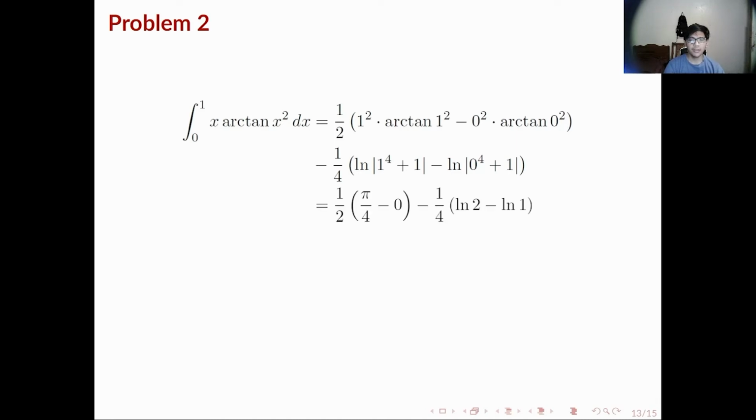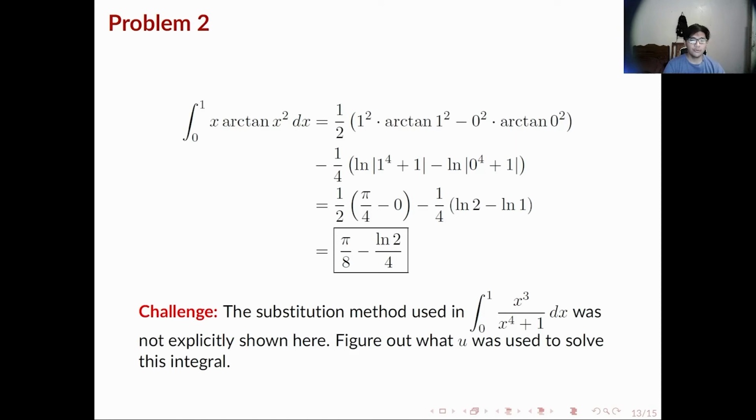Now, simplifying this, we get 1/2 times pi over 4 minus 0 minus 1/4 times ln of 2 minus ln of 1. Again, simplifying this, we get pi over 8 minus ln of 2 over 4. So here we have a challenge. The substitution method used for the integral from 0 to 1 of x cubed all over x to the fourth plus 1 dx was not explicitly shown here. You can figure out what u was used to solve this integral.